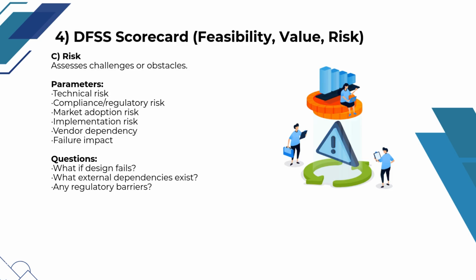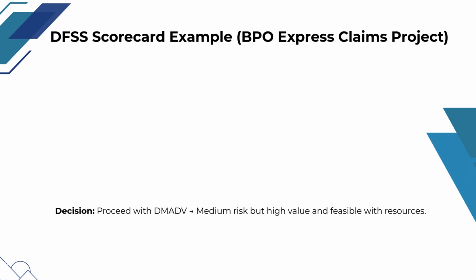In this BPO Express Claims project example, the DFSS scorecard evaluates feasibility as medium due to the need for automation vendors and process redesign, value as high because of potential improvements in NPS, competitive advantage, and cost reduction, and risk as medium owing to possible technology delays and the requirement for regulatory approvals, providing a structured assessment to decide whether the project should proceed.